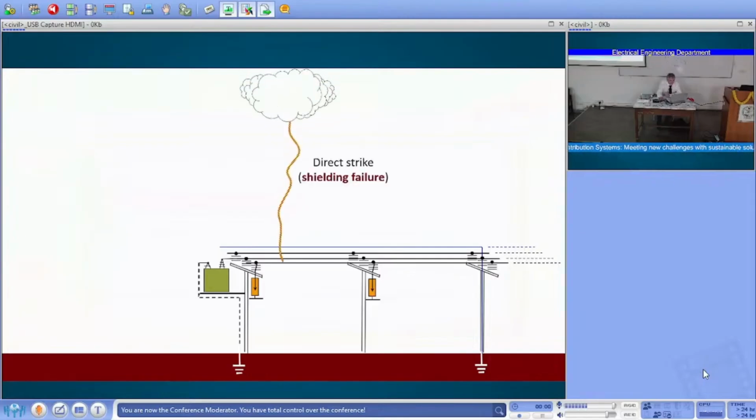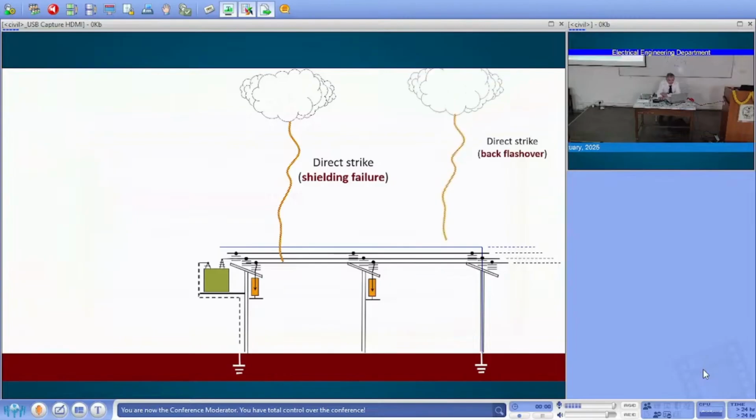So we can distinguish direct strikes, in which there is a connection of the leader, and so there is a strike directly to the conductors, and this is in general associated with a shielding failure. So we generally expect that the direct strike is to the shield wire and/or another structure nearby, and if it is connected directly to the conductor, it is called a shielding failure.